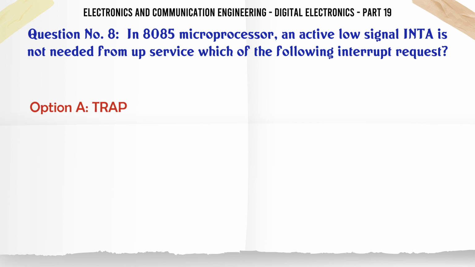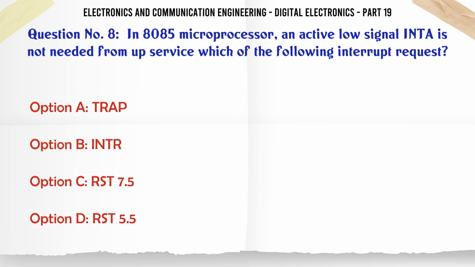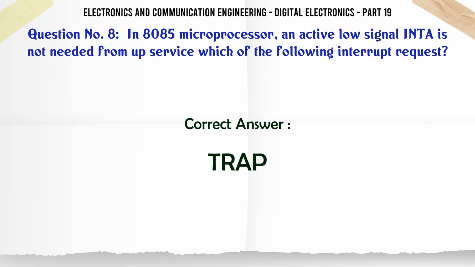In 8085 microprocessor, an active low signal INTA is not needed from the processor to service which of the following interrupt requests? A. TRAP, B. INTR, C. RST 7.5, D. RST 5.5. The correct answer is TRAP.